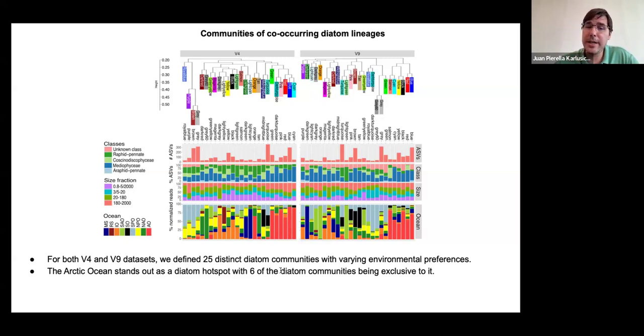But something that is very clear is that here, in the last row, the red corresponds to the Arctic Ocean. So you can see that there are some communities that are very prevalent in the Arctic Ocean. And so the Arctic in itself stands out as a hotspot of diversity and abundance of diatoms.